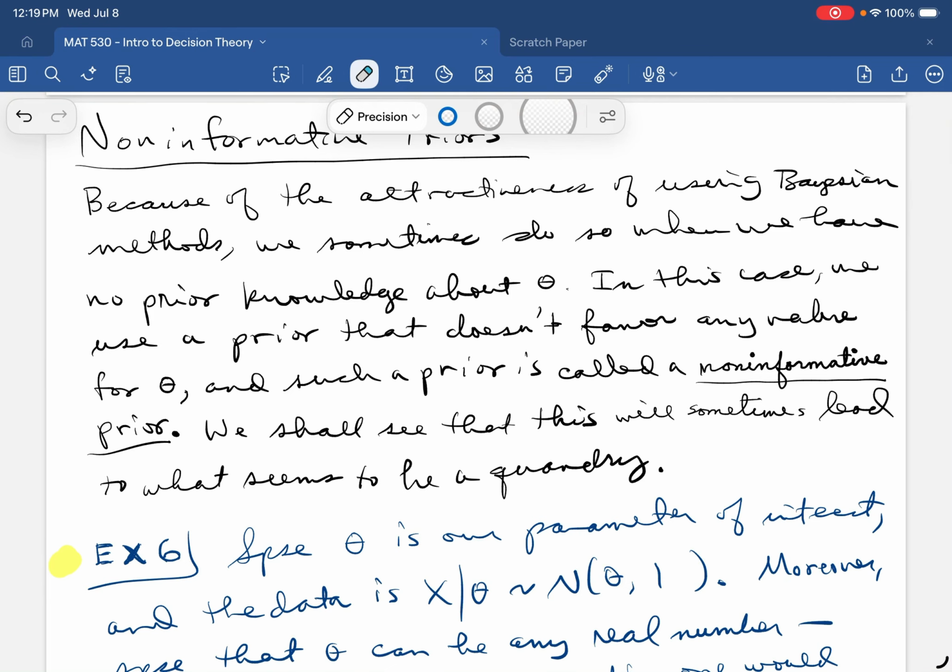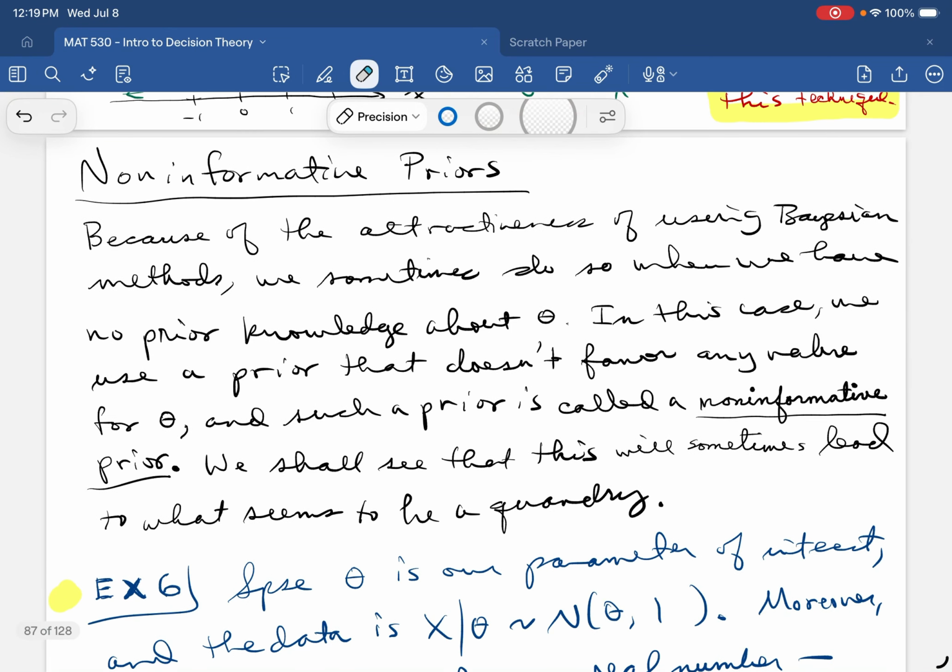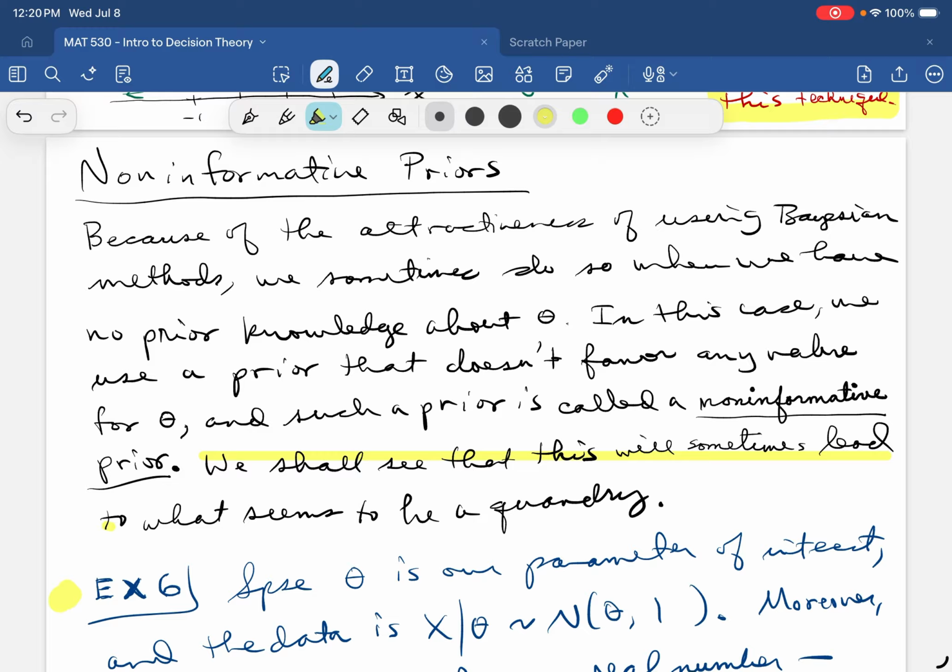In this video, we're going to be introduced to the notion of a non-informative prior distribution. And as its name implies, this is a situation where we really have no prior knowledge about the parameter theta. Now, the reason why this is done is because of the attractiveness of Bayesian methodology. And as you can see in that last sentence there, we will see that this will sometimes lead us to what seems to be a quandary.